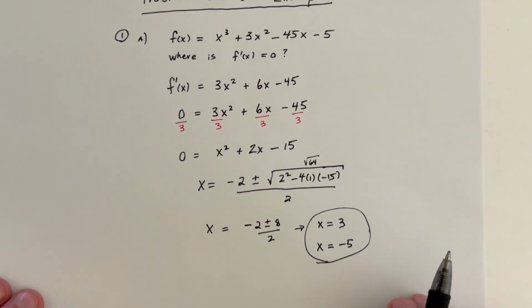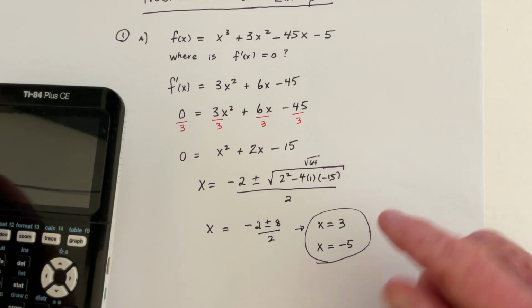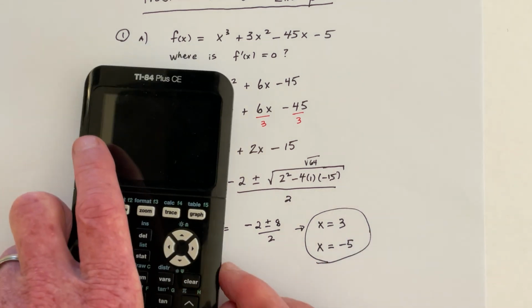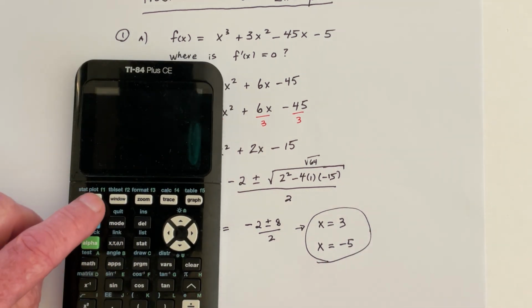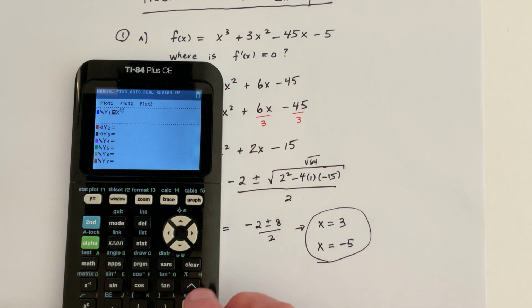And now I want to graph it and see if I got it right. So here I am showing all my work. I'm actually done right there, but I want to graph it to see if this is correct. So graph the original function. Whenever you're checking your answer, always graph the original, not the derivative.